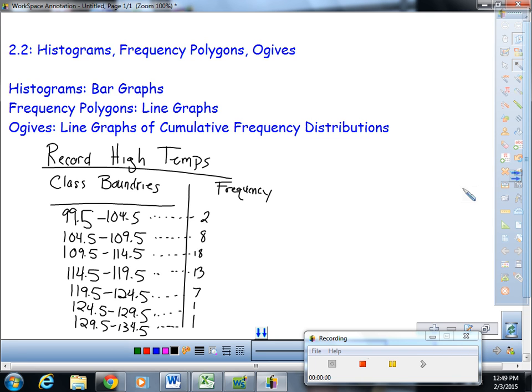So first thing we got to do on our bar graph is identify what goes on which axis. Our bars are going to go vertically for this. So down here we want our class boundaries. So this is going to be record high temperatures. And then over here we'll have number of states. And then I'll just change color.